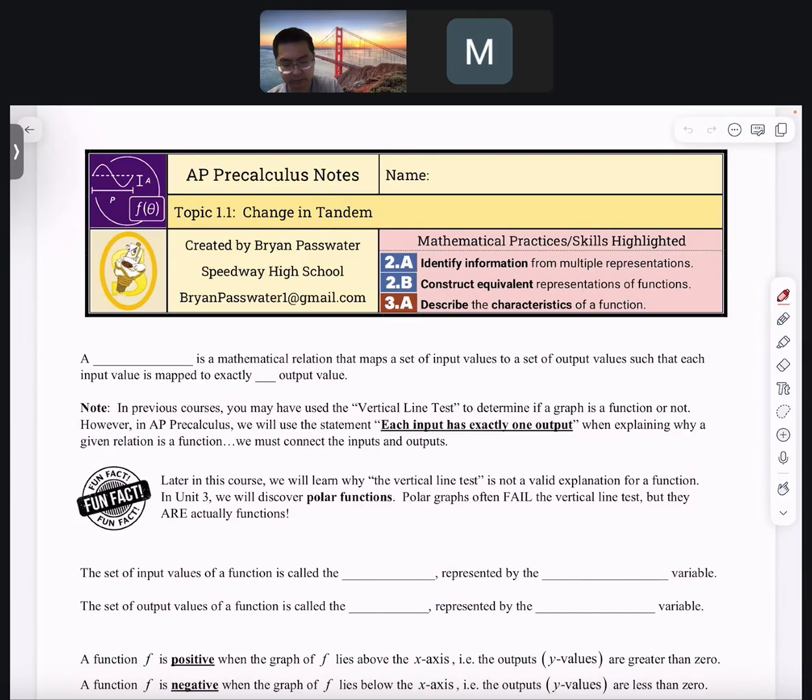Okay, so the first one: a function is a mathematical relation that maps a set of input values to a set of output values such that each input is mapped to exactly one output value, right? So one input goes to exactly one output. That is how a function is defined. We're not going to be using the vertical line test to explain something's a function, but we will be using the statement each input has exactly one output when explaining why a given relation is a function.